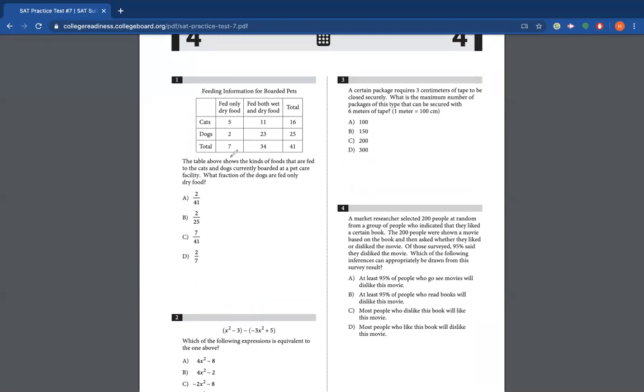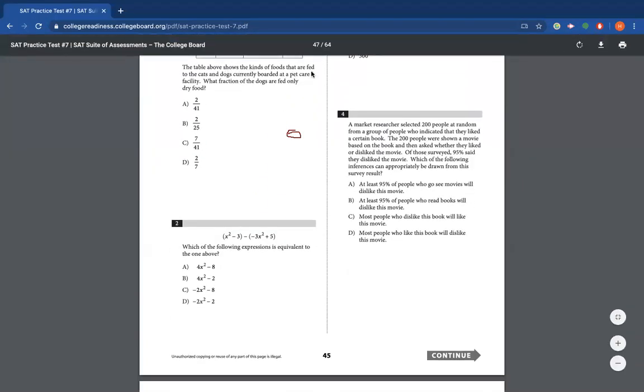So what fraction of the dogs are only? So dogs is 25. So we had to look at a total of 25 dogs, and actually that just gives us our answer. That's because that's the only one. So it's B, right? Yeah. So it's B. Yeah. Oh, thank you very much. Then let's see, number 2.